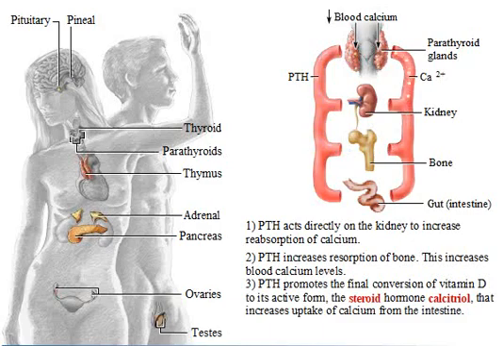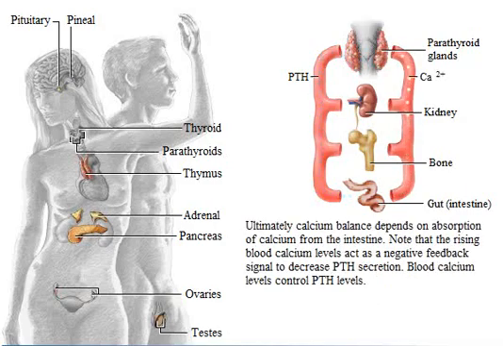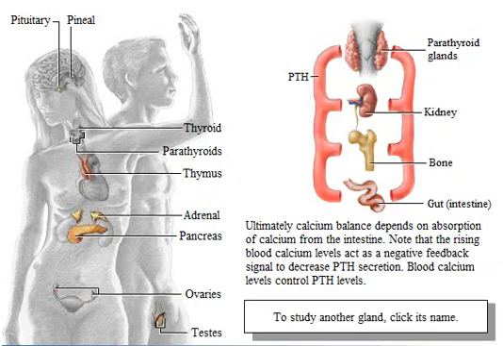Number 3. Parathyroid hormone promotes the final conversion of vitamin D to its active form, the steroid hormone calcitriol, that increases uptake of calcium from the intestine. Ultimately, calcium balance depends on absorption of calcium from the intestine. Note that the rising blood calcium levels act as a negative feedback signal to decrease parathyroid hormone secretion. Blood calcium levels control parathyroid hormone levels. To study another gland, click its name.